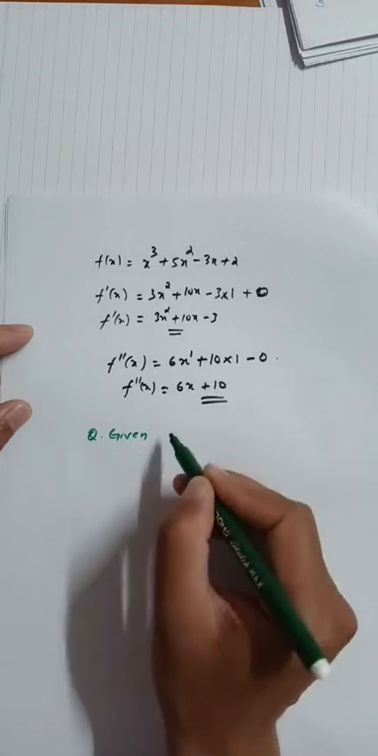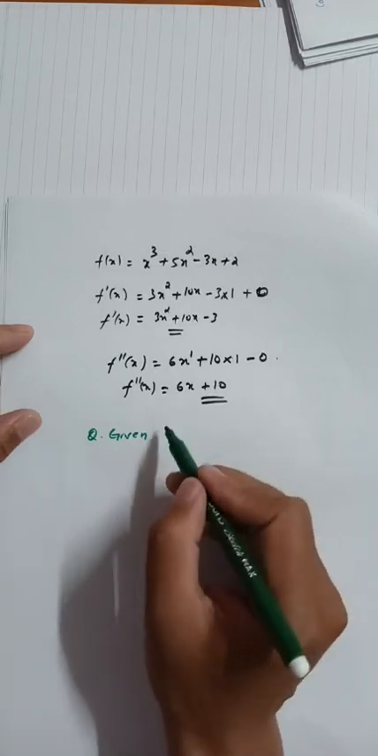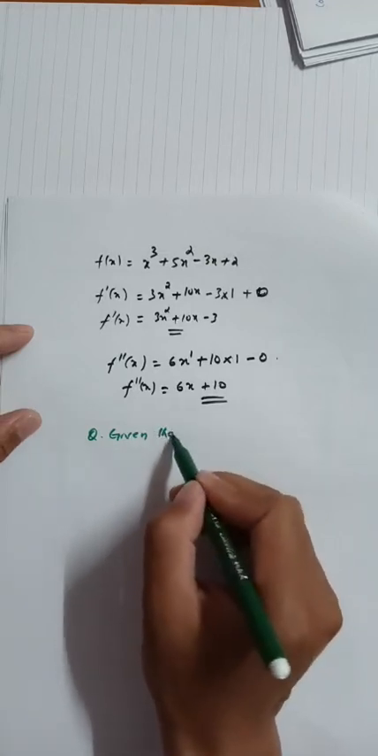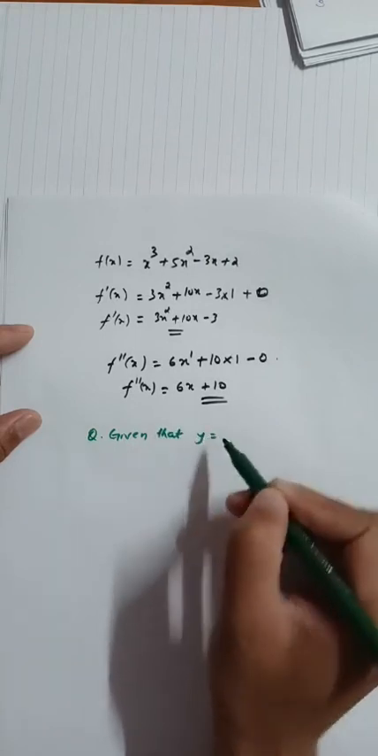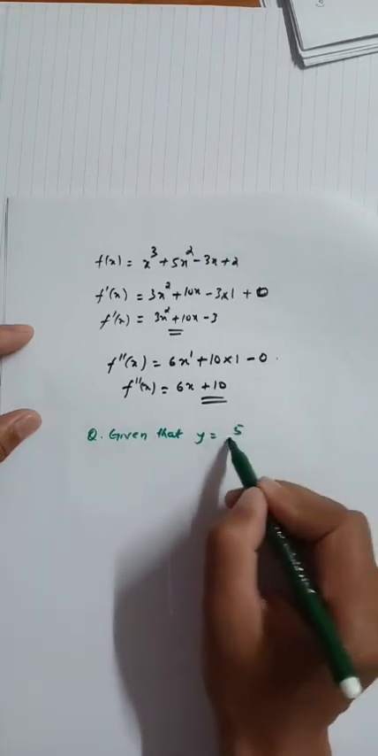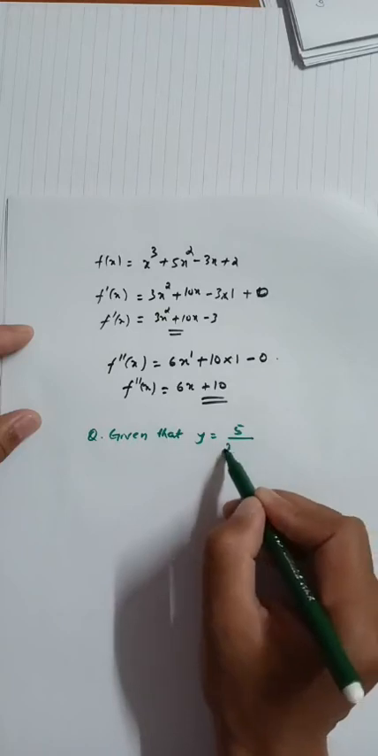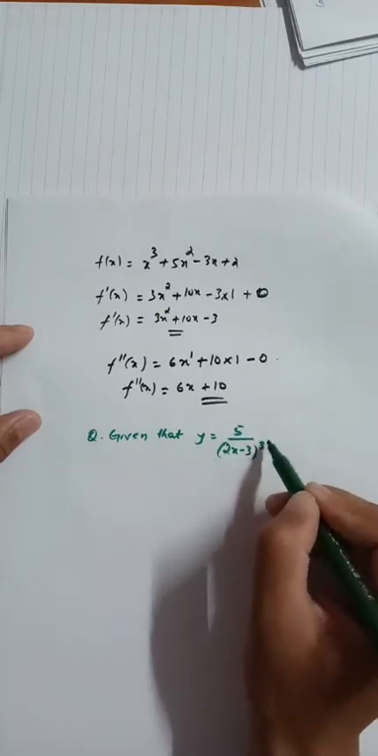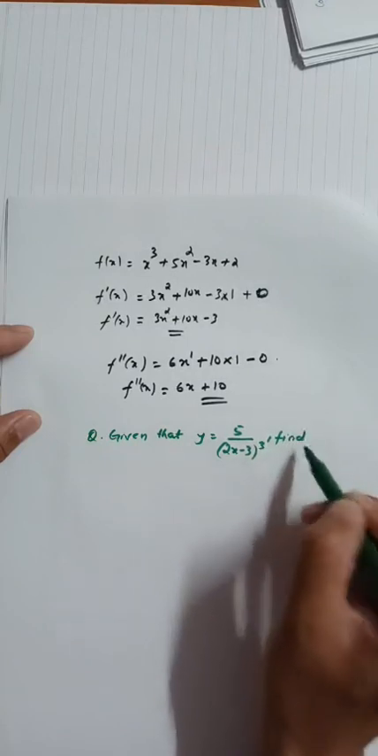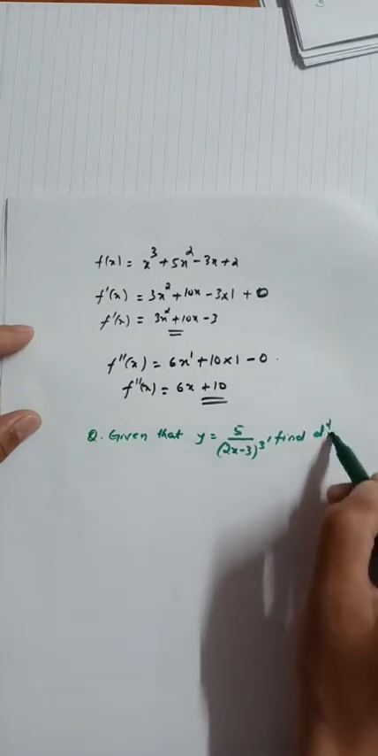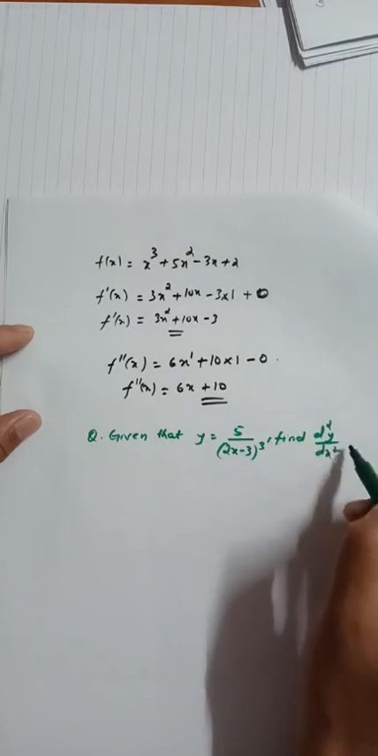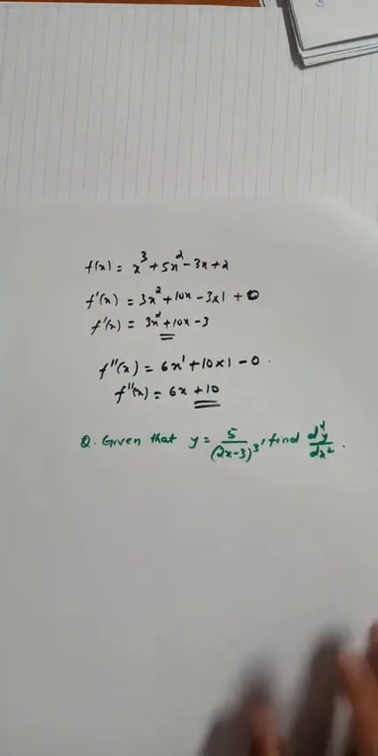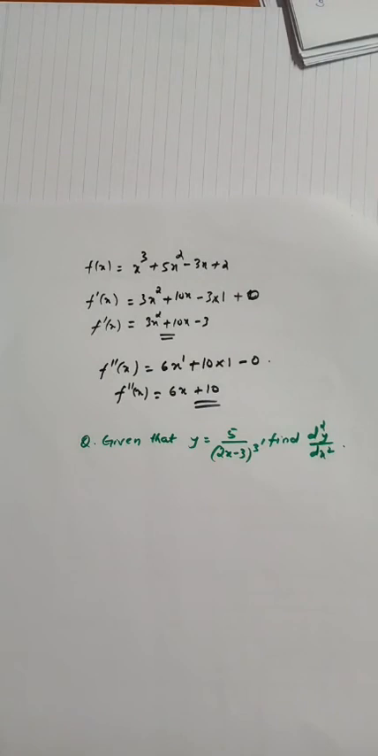Given that y equal to 5 over 2x minus 3 whole raised to 3, find d2y by dx square, the second derivative.